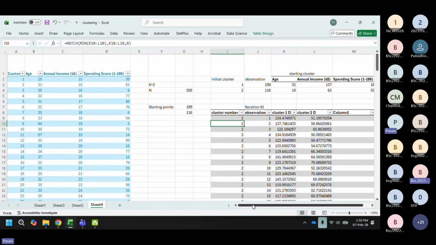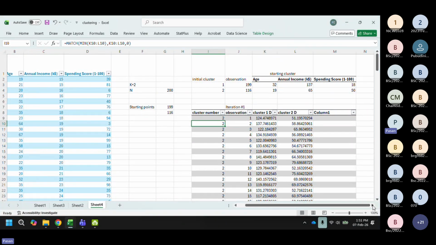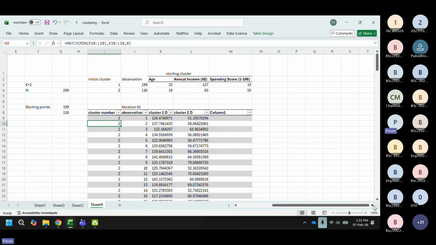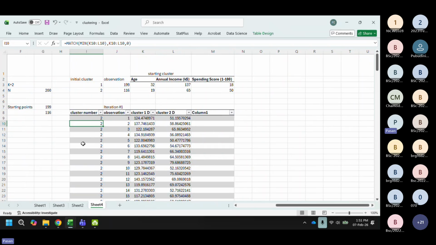Now these two centers may not be the perfect ones, right? So once I have divided these into the clusters, by taking these sets of values I would like to measure what our new center is going to be. So now comes my second iteration, right?